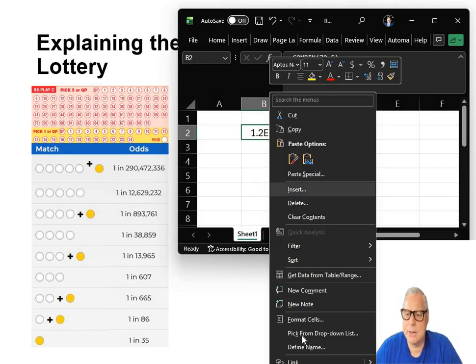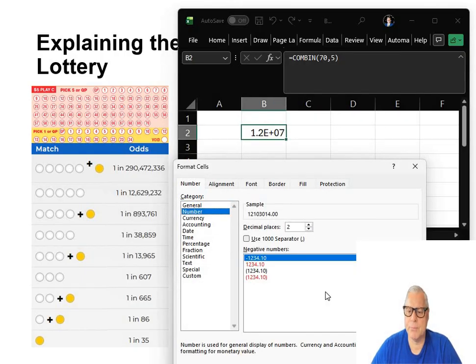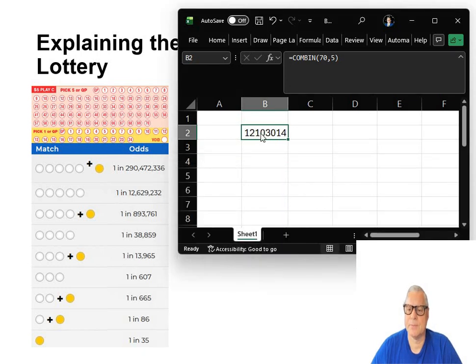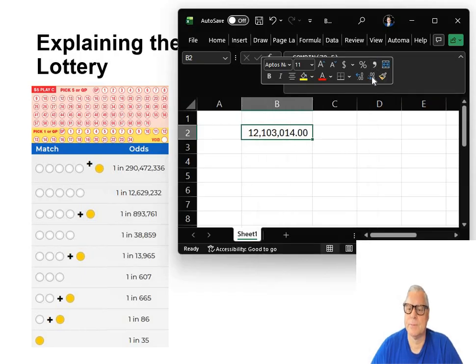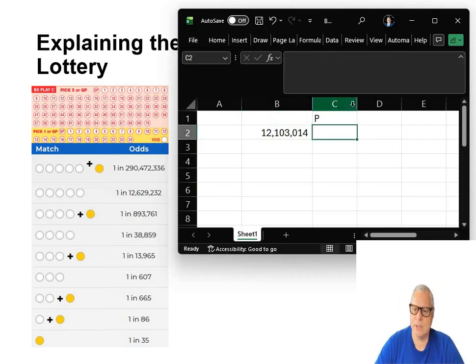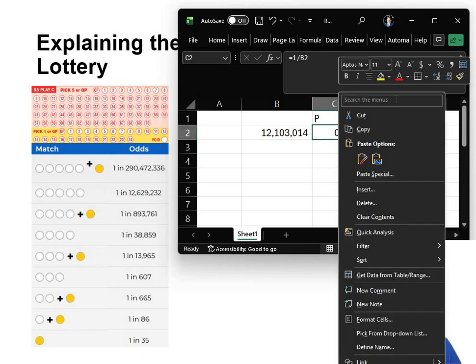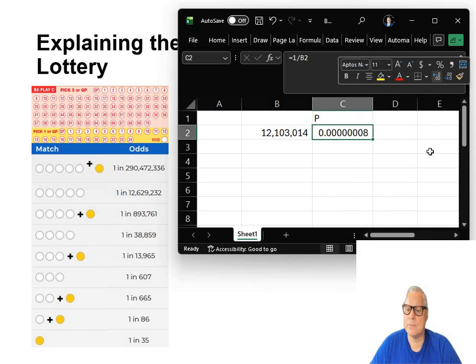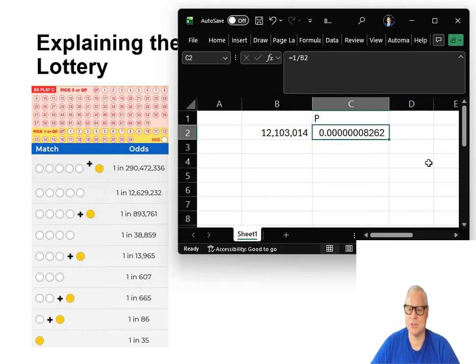Let's see if we can change the cell to a number. We don't need decimals then. Okay, so it's 12,103,014 ways. That means if these are the number of ways, the probability of just getting those 5 right would be 1 over this, but of course there will be lots of zeros. Okay, so that would be the probability, 0.0000000-something. So it's easier to say 1 in 12 million.